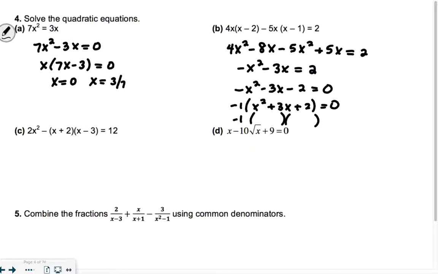So when we factor, we get x plus 2, and we get x plus 1. So that negative 1 out front is like useless. We're not worrying about that at all. It's just saying negative 1 times a number times another number equals 0. So x plus 2 could equal 0, or x plus 1 could equal 0, which gives us answers of negative 2 and negative 1.